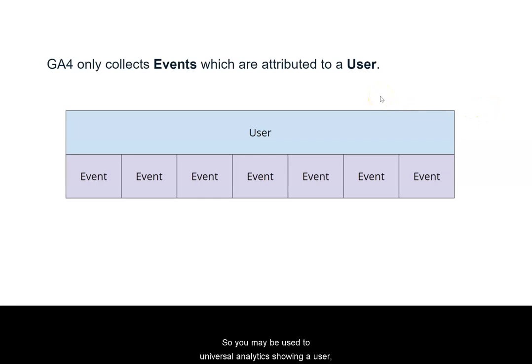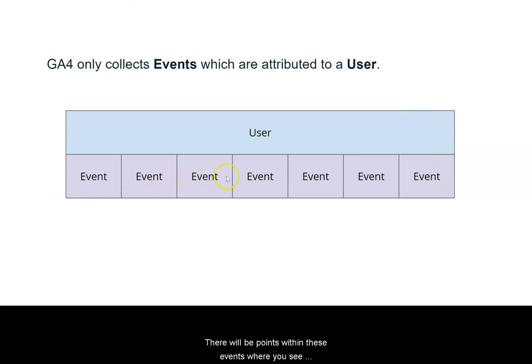So the main difference of GA4 to UA is how it's set up. So you may be used to Universal Analytics showing a user, a session, and then an event. So you can typically see the number of sessions that a user does, and then within those sessions, you can then see the page views and all the events that happen. However, in GA4, you don't see sessions grouped in as you would in UA. So you typically will just see a user, and then you see all the events that user has done.